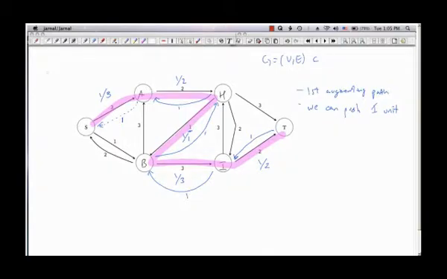Question? That applies to all problems? All 3 problems, yes. 4 problems. Yes.